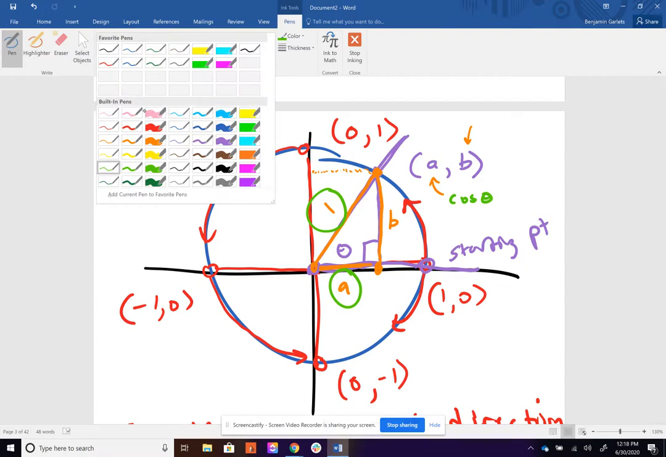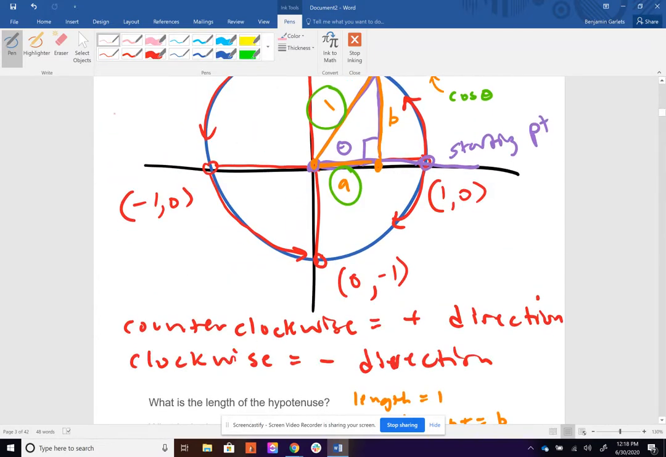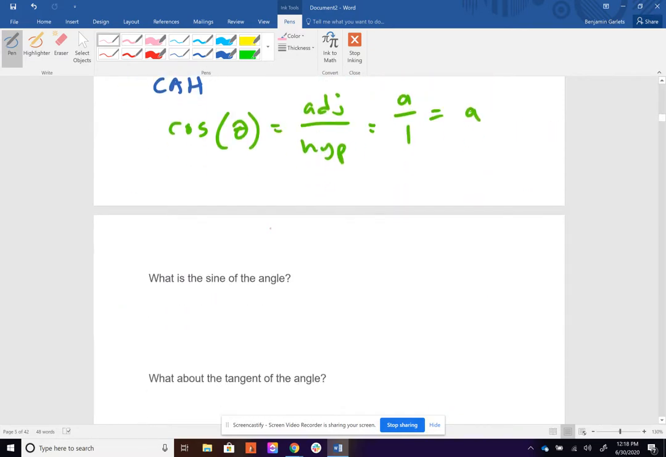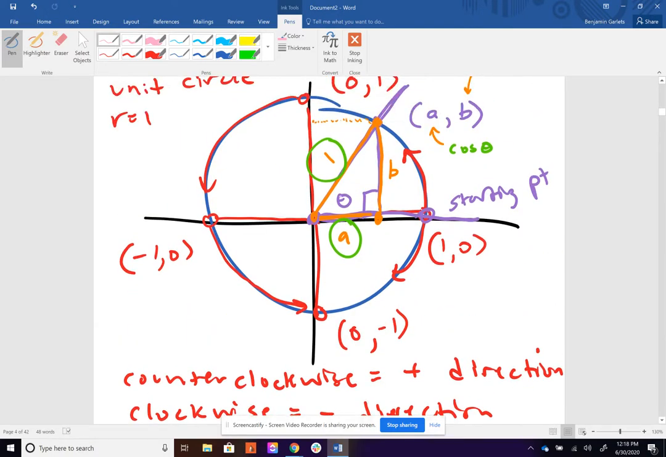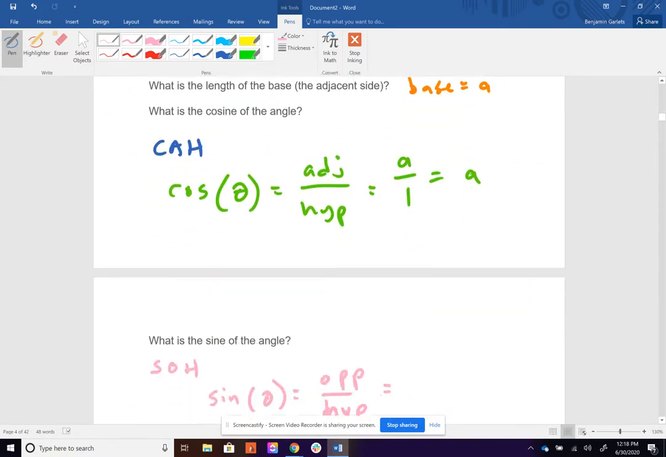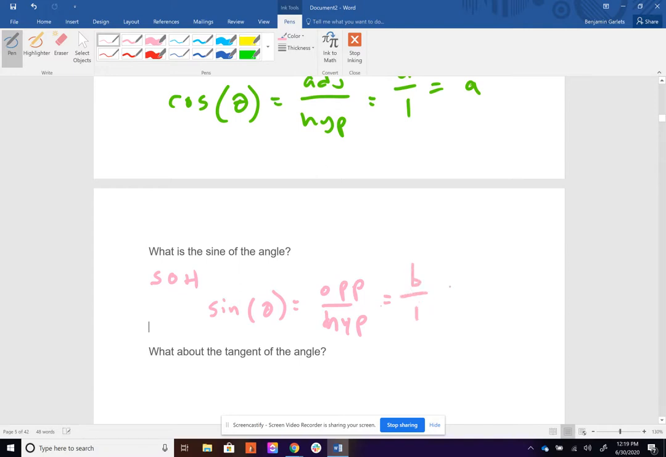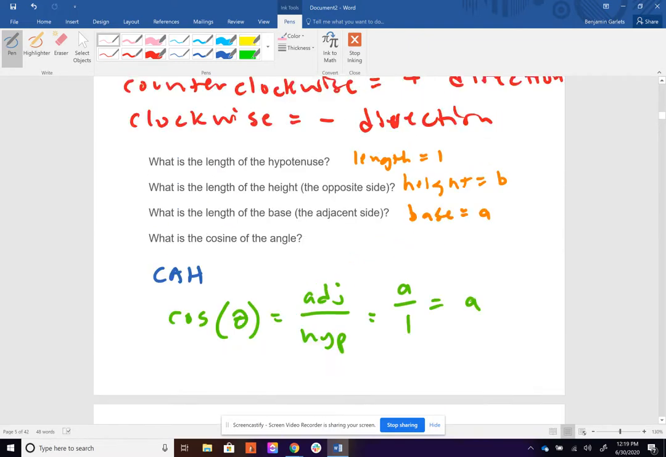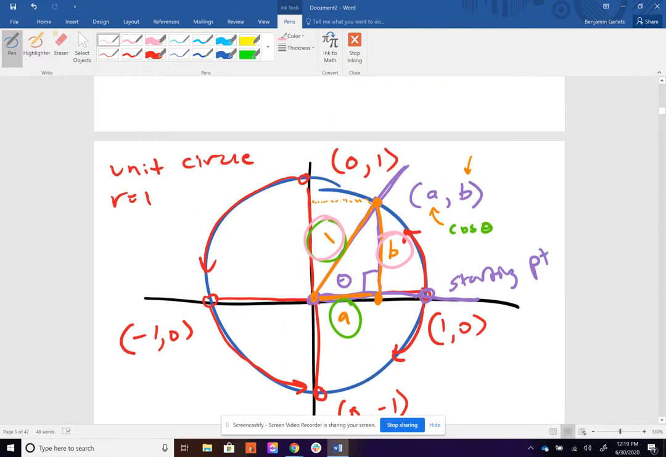All right, let's go to pink for this one. If I'm looking at sine, I go back to my acronym, SOH, and I know that the sine of theta is equal to opposite over hypotenuse. The opposite value of theta is b, and the hypotenuse is 1. So b over 1, which is just b. So the sine of theta is b. Well, that's just our y value. So this is going to be sine of theta.